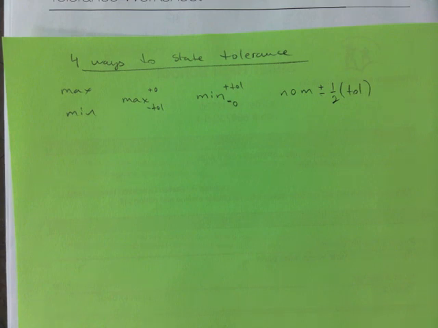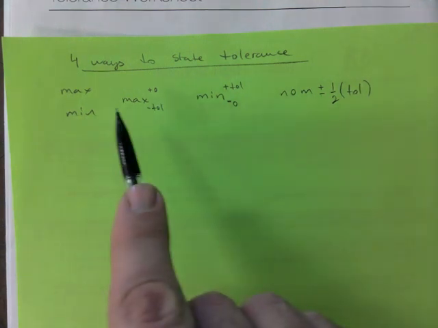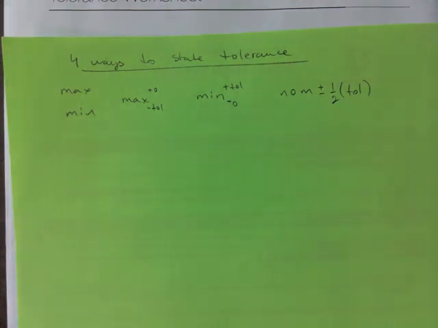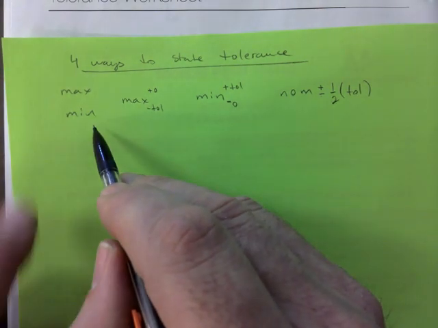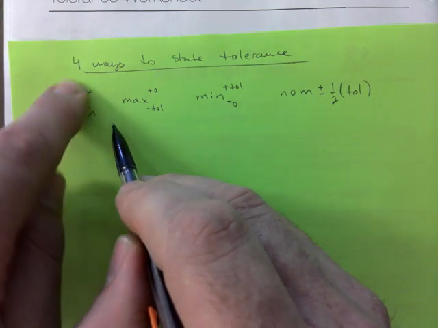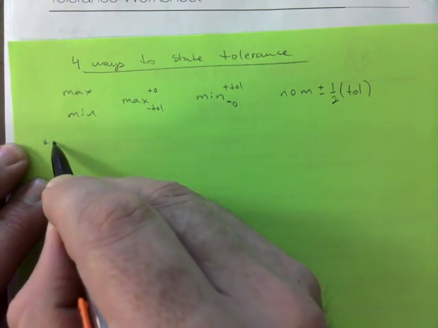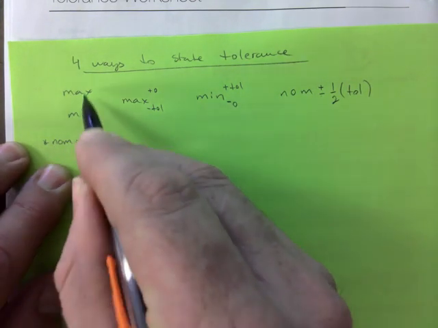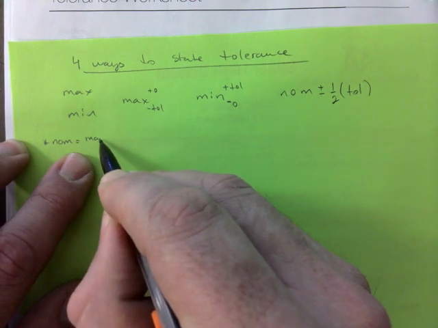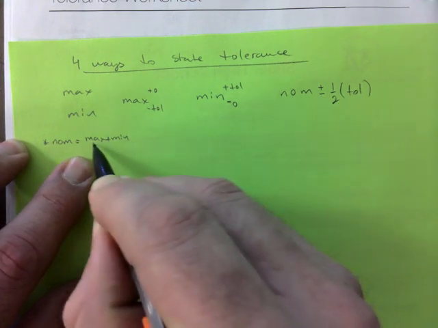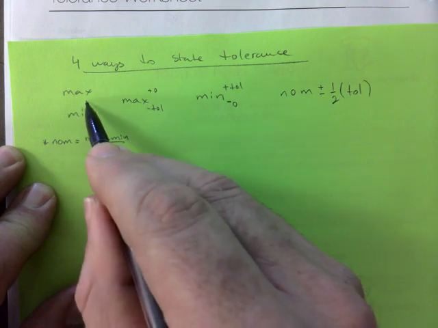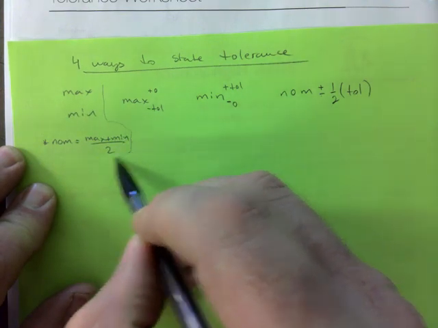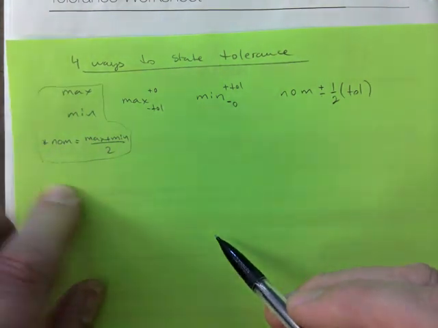You need to be able to, I can give you any one of these and you should be able to branch off into the other 3, all right? That's the idea. A little note, this one right here, to get the nominal, if this is given to you, you would go max plus min divided by 2, right? Only for this, okay? This is exclusive to that one.